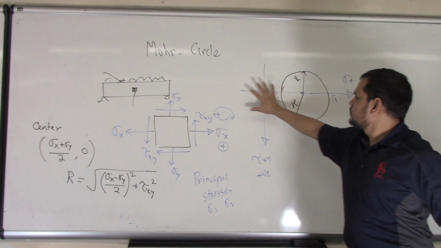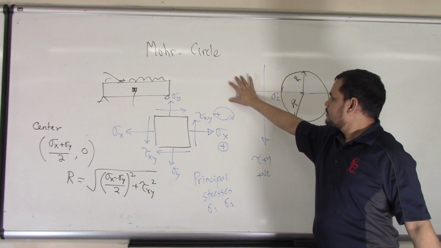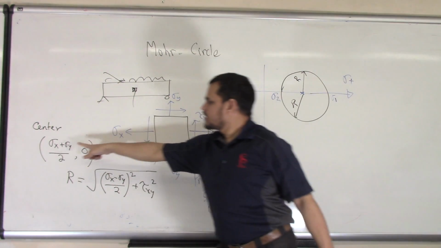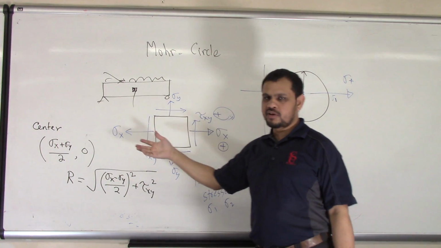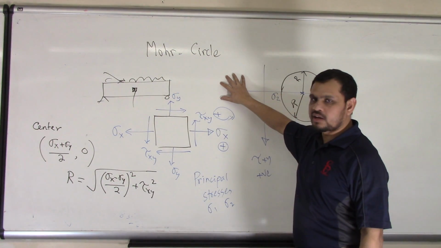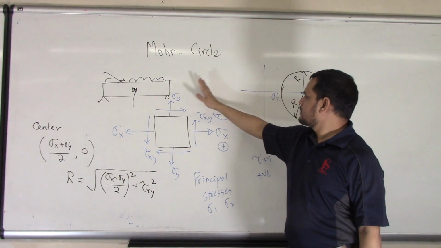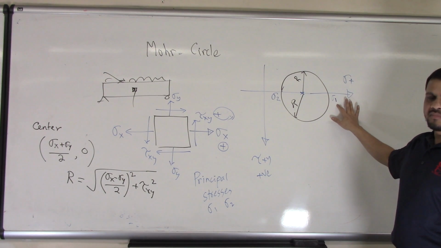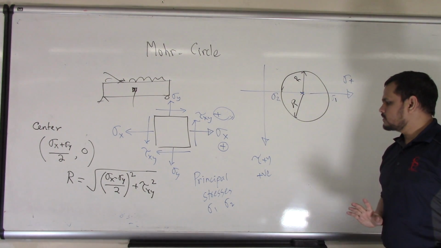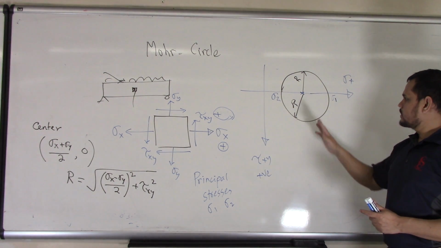If both are negative, sigma x negative, sigma y negative, then my circle will be here. In that case, there will be a minimum and a maximum. Hopefully you understood. One is sigma 1, the larger one, and the smaller one is sigma 2. That is the story about sigma.